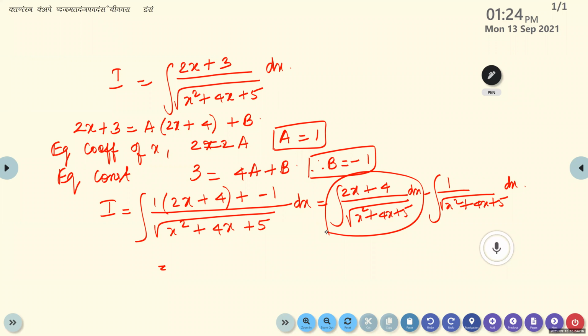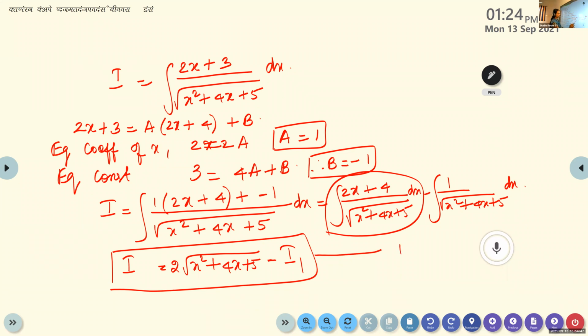Sania, give the answer. The derivative of the denominator is in the numerator, but the function in the denominator is within the root. So it is 2 into root of x square plus 4x plus 5, isn't it? Minus, take this as I1. Name this as equation 1. Now take I1 alone.